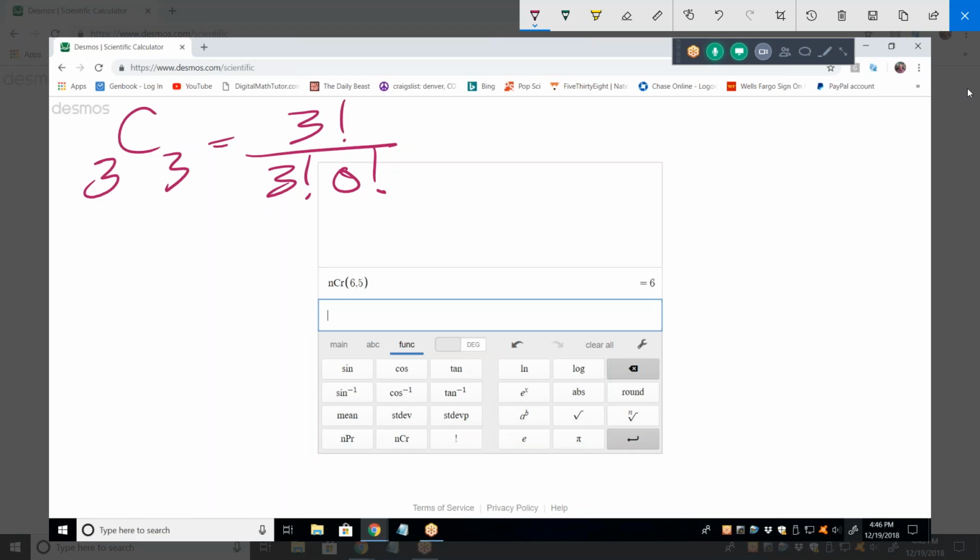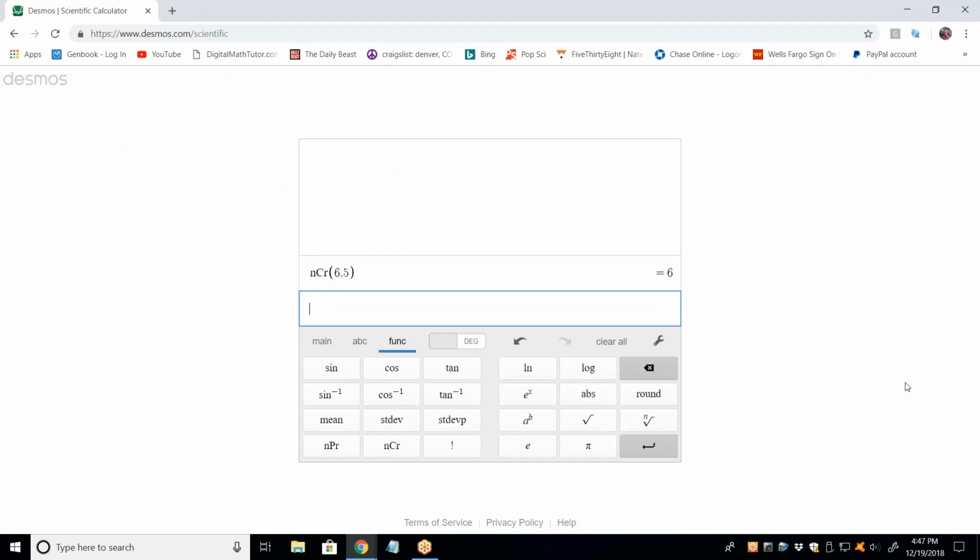Okay, so let's see what our poker hands was. It was 52 comma 5. So there are 2,598,000 possible 5-card hands that can be dealt from a 52-card deck that are each different. The same 5 cards in any order, basically.